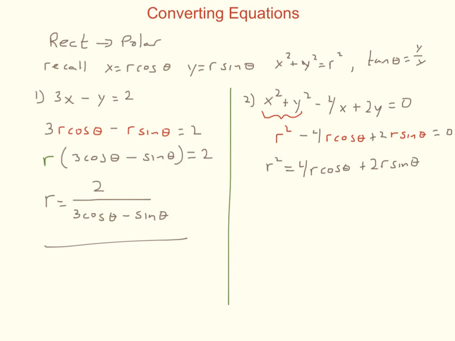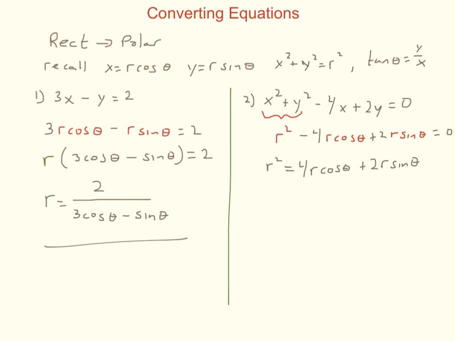Now let's look at when we convert equations. In this case, we have a rectangular equation. We want to convert it to a polar. Well, again, remember, x equals r cosine theta, y equals r sine theta, x squared plus y squared is r squared, and the tangent of theta is y over x. That should be an x on that one. So we'll make that into an x.